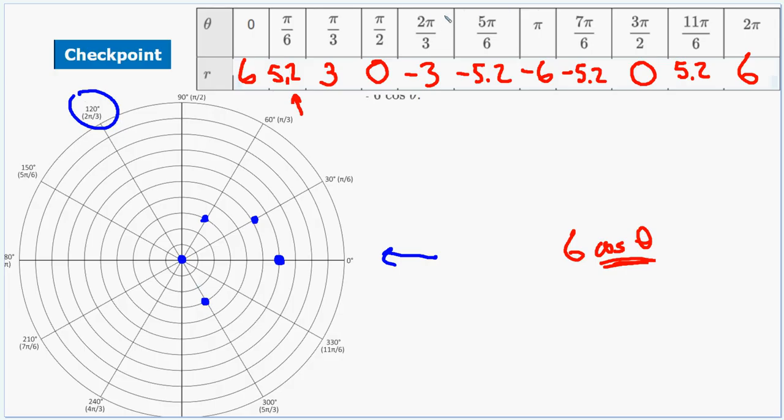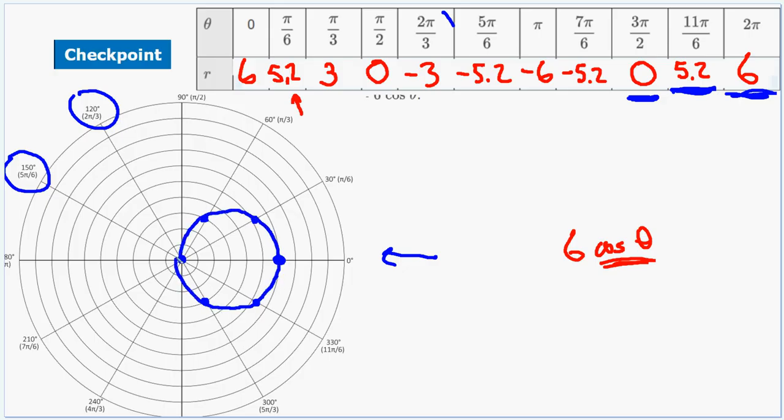At 5 pi over 6, it's negative 5.2. Here's 5 pi over 6, or negative 5.2. So 1, 2, 3, 4, 5, and 0.2. And then at 3 halves pi, we're back to 0. So it looks like we have a circle here. These points will just be a little overlap. 11 pi over 6, 5.2. Well, here's 11 pi over 6. We have our 5.2 already. And at 2 pi, positive 6, that was our first point here. So this looks like a circle.